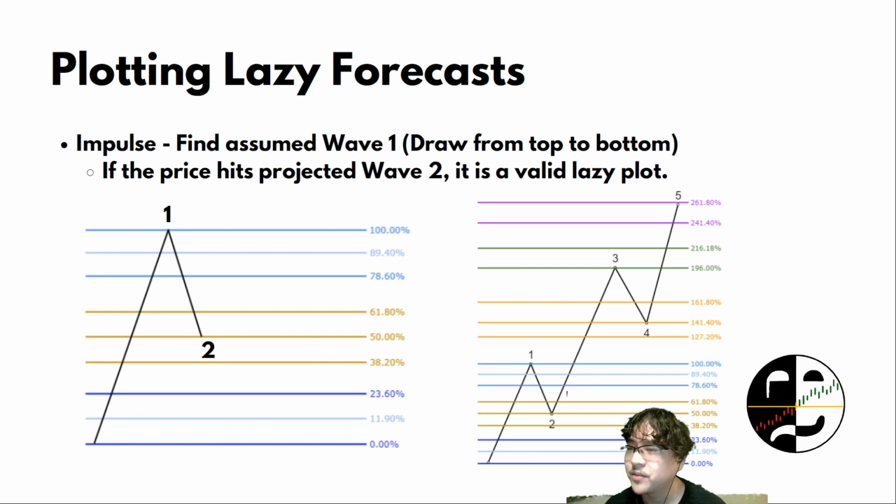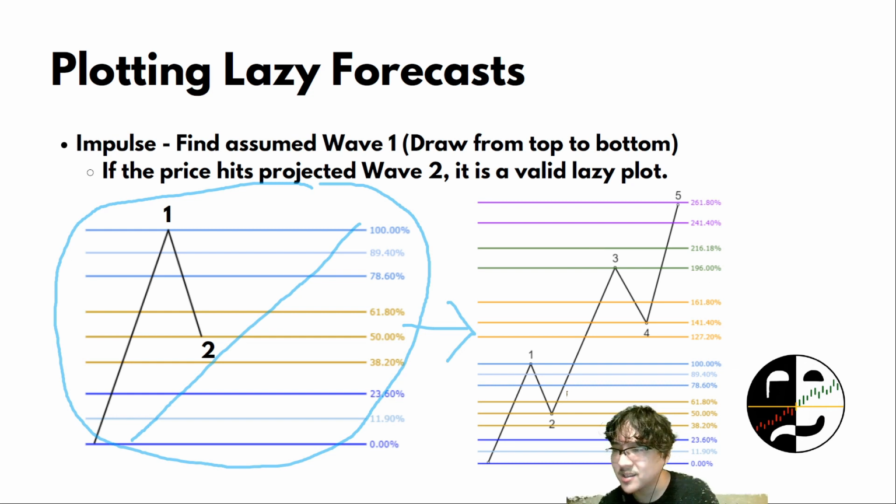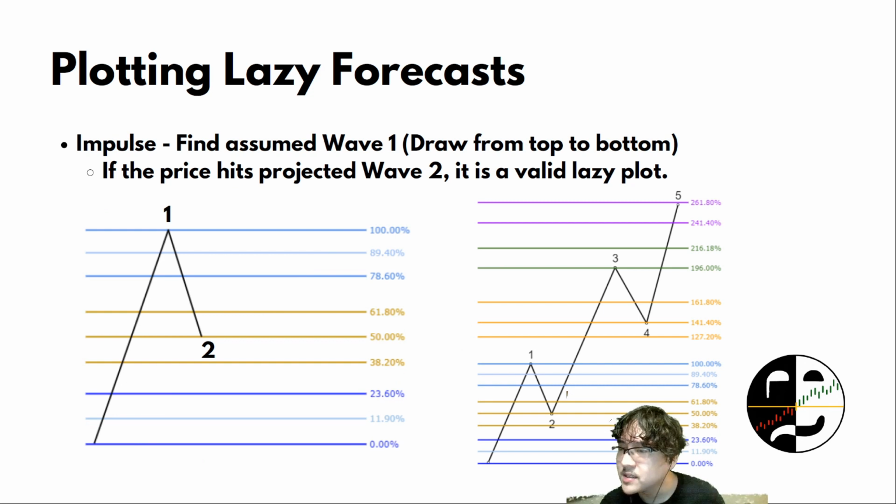So plotting lazy forecast, nandito na tayo. So for the impulse, you just need to follow this diagram. So find the Nashung wave 1, draw from top to bottom. If the price hits projected wave 2, it is a valid lazy plot. Okay? And these figure would eventually lead to this. Kaya ganyan yung drawing. So again, we're not gonna discuss trade setups. I will leave it to you to discover or binge watch some of my YouTube videos. I kinda gave hints on some of the trades that I did for the PSE. Ayun. So next naman tayo.